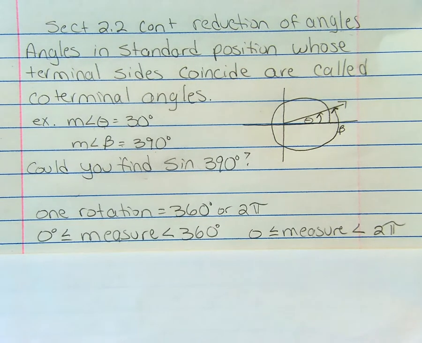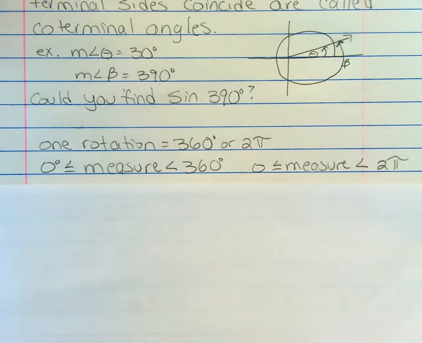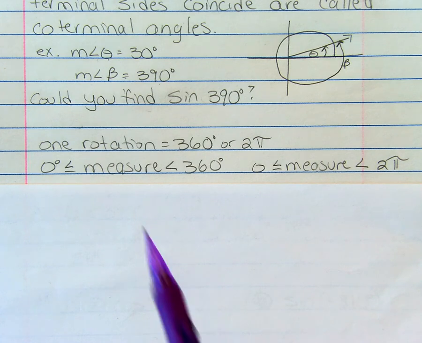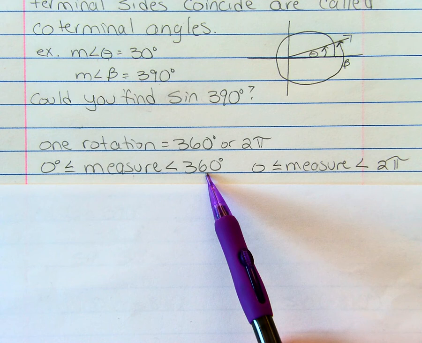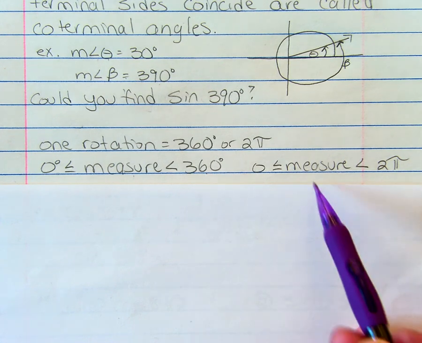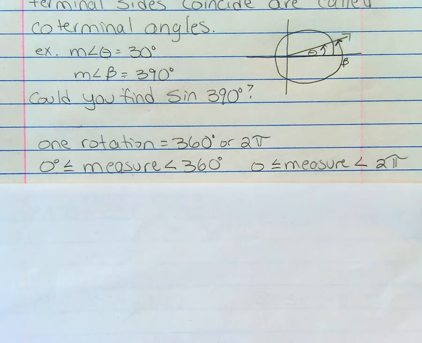And here's a couple things to keep in mind. We talked before about one rotation being 360 degrees or 2 pi. And in order for you to find something on the unit circle, the measure of it has to be greater than or equal to 0 and less than 360 degrees. Or if we're in radians, greater than or equal to 0 and less than 2 pi radians. Again, at any time, if you need to hit the pause key to write stuff down, please remember to do that.